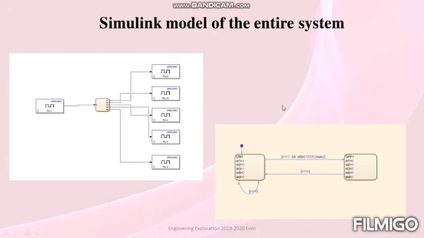Moving on to the Simulink model of the entire system. One pin of the Arduino is connected to the IR sensor as the input. Two pins of the output are connected to motors. The other two pins are connected to the second motor and one pin is connected to the LED.